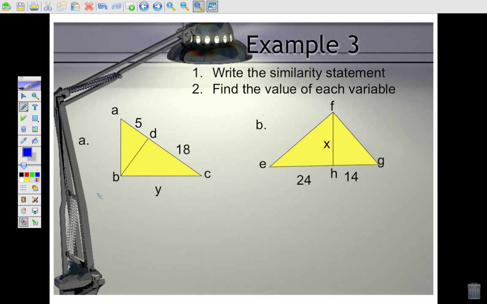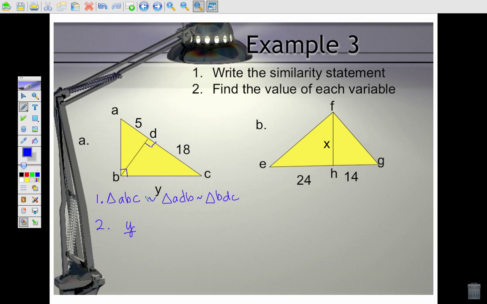All right, these are kind of tough, so let's do one more example. We're going to go ahead and write the similarity statement. So we're going to start out, answer question 1. We have triangle ABC is similar to triangle ADB is similar to triangle BDC. Okay. Go ahead and study that and make sure you understand where all of that came from.